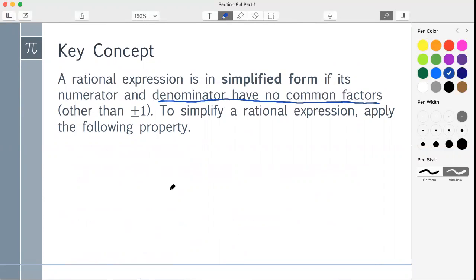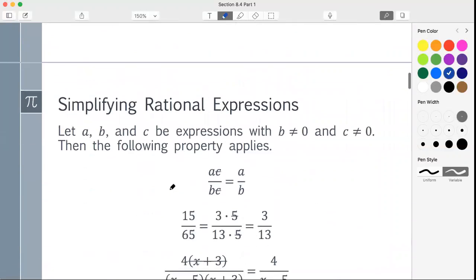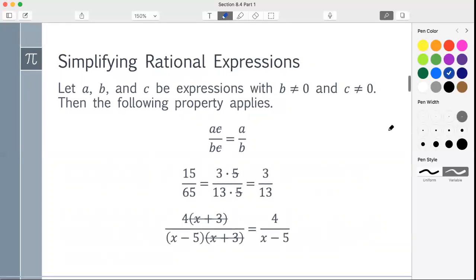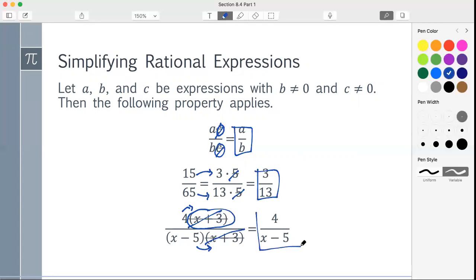So in order to simplify a rational expression, we're going to follow the following property. If A, B, and C are expressions with B and C not equal to 0, then the following property applies. We have A times C over B times C. Notice, the same factor, we can cancel, and we're left with A over B. So sometimes, like 15 over 65, you might need to factor first so that you can tell what the common factors are, therefore canceling them and simplifying. Again, you can do the same thing with binomials. You can only cancel an entire binomial when it's multiplication. You can only cancel because there's a multiplication there. And we're left with 4 over x minus 5.